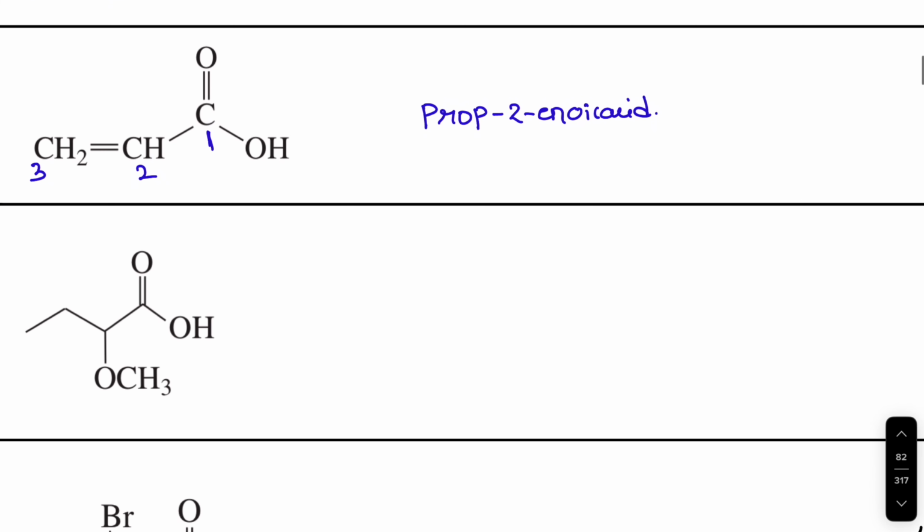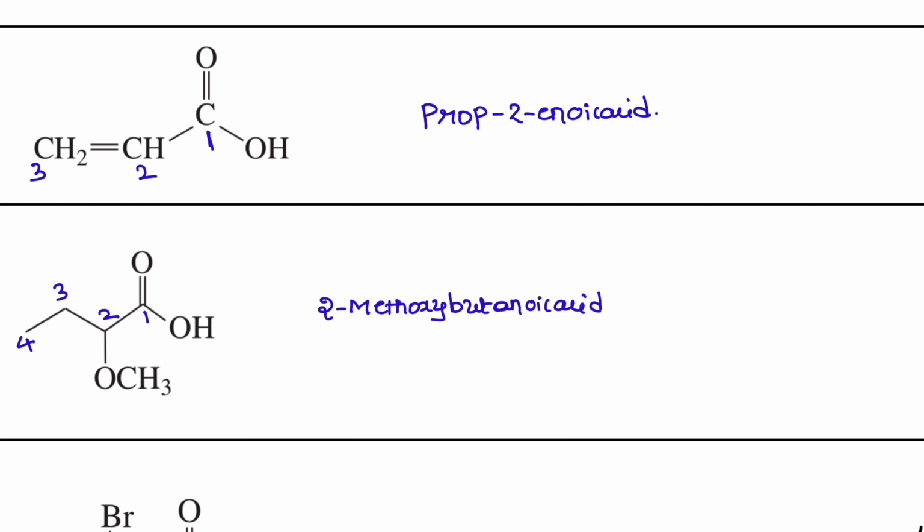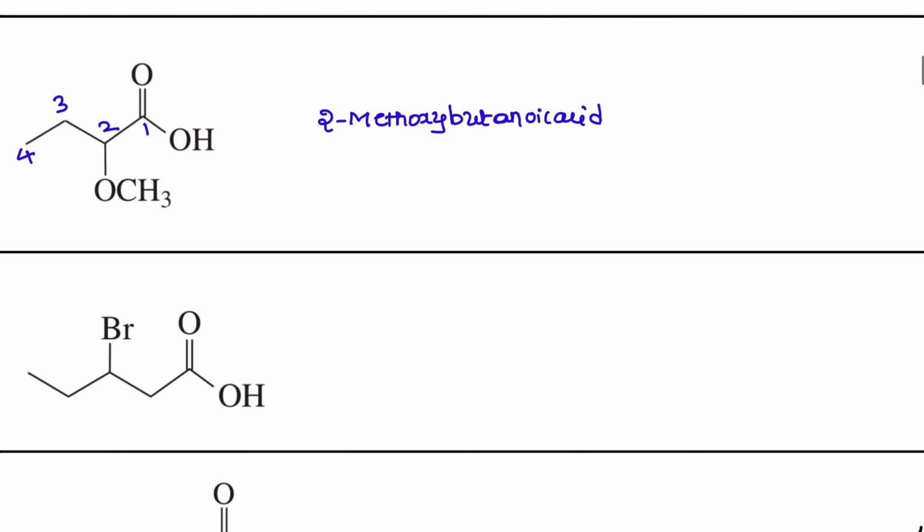Whenever both CC single bond and CC double bond are present, we indicate the primary suffix of only the CC double bond. So here this is the first carbon, second carbon, third and fourth, but here there is a branch, that is methoxy, located at the second place, and this is 2-methoxy. Root word but, primary suffix and secondary suffix, 2-methoxybutanoic acid.